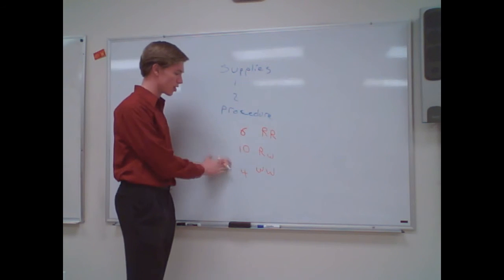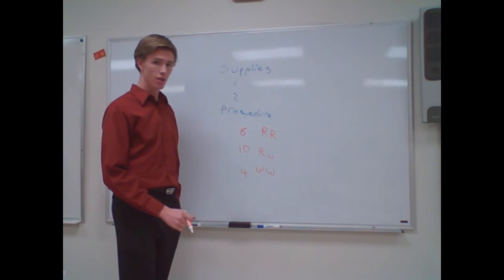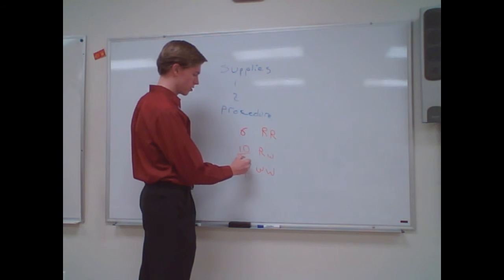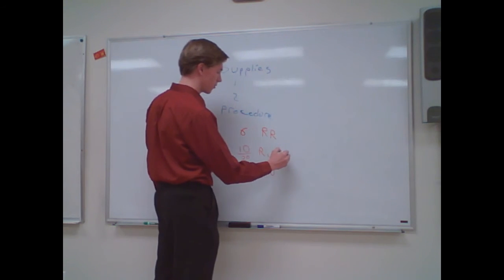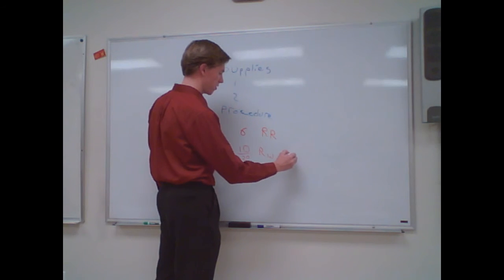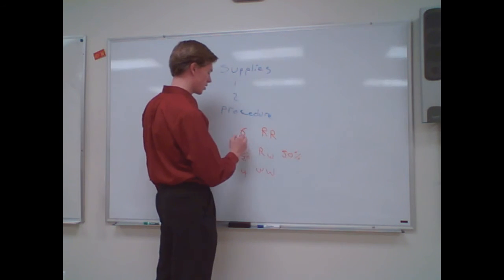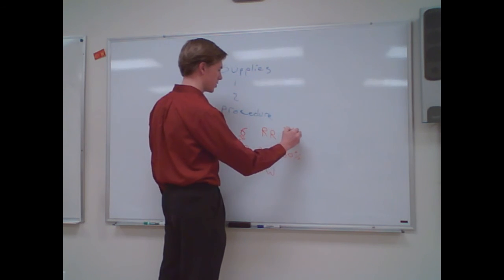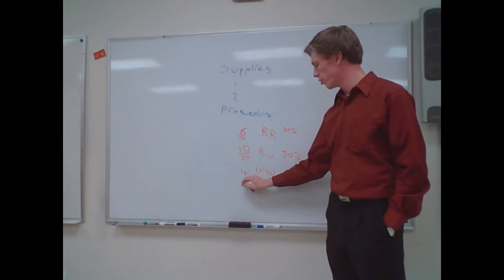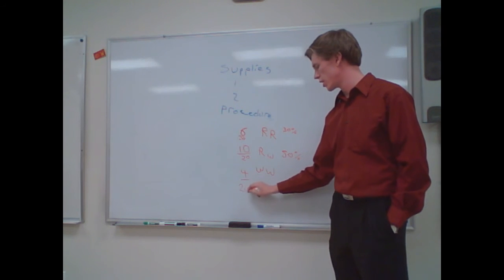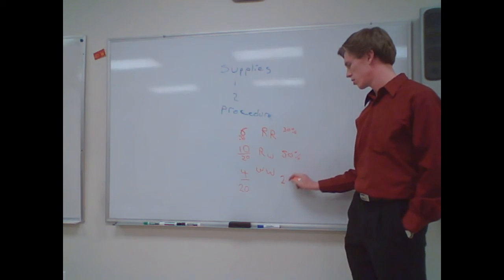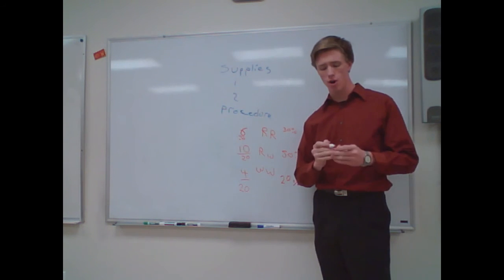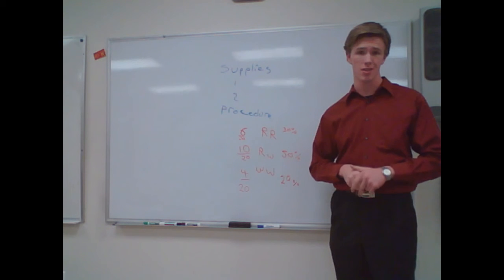The statistics are not super hard to figure out on this. We would have 10 out of 20 would be 50%. 6 out of 20 would be 30%. And 4 out of 20 is going to be 20%. And you'll have calculators tomorrow and be able to figure out the statistics nice and quick.